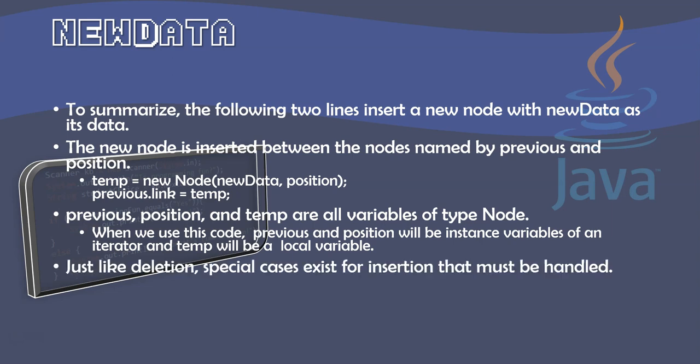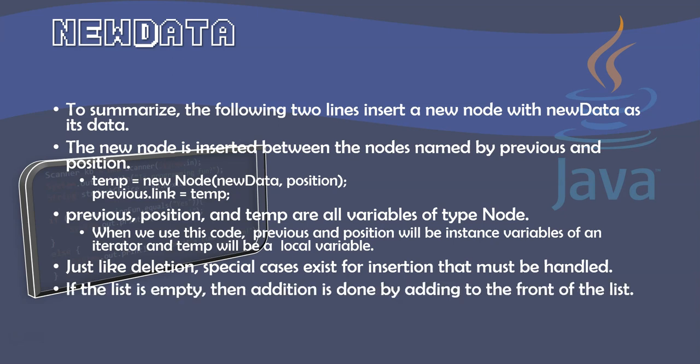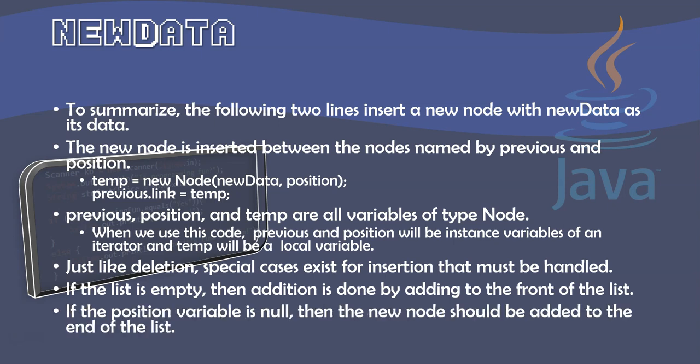And just like with deletion, there are special cases for insertion that have to be handled. For example, if the list is empty, addition is done by simply adding to the front of the list. Now, if the position variable is null, then the new node should be added to the end of the list.